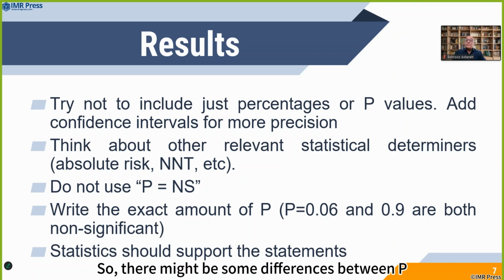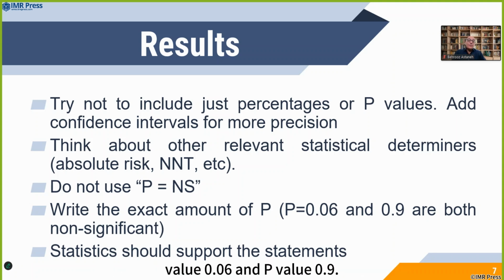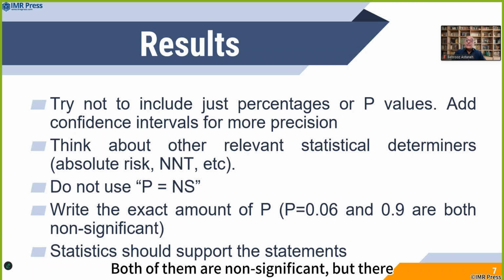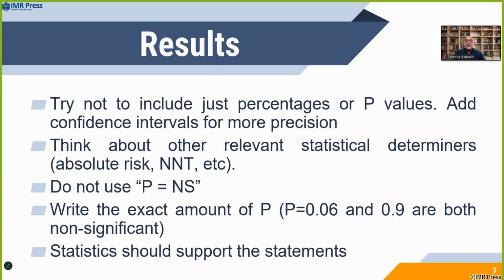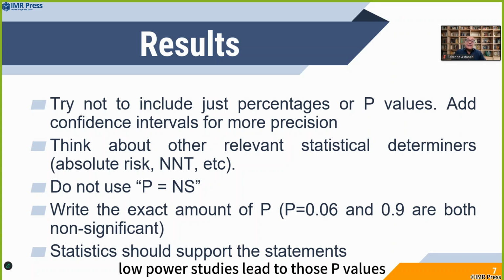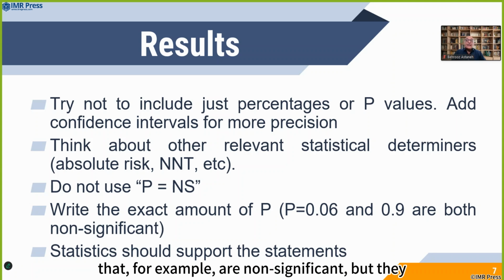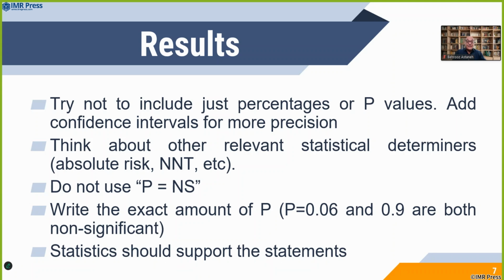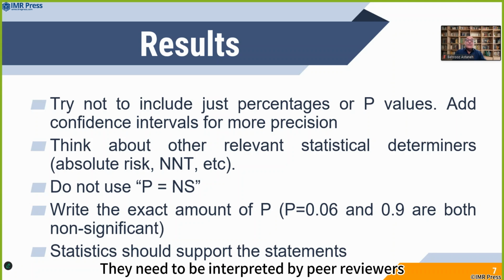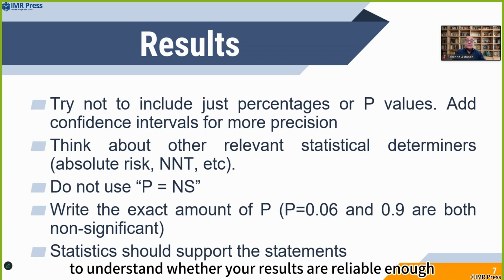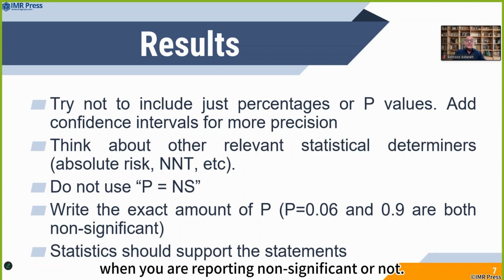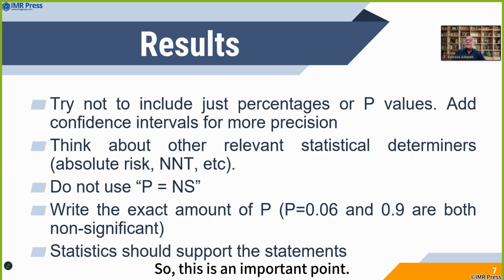So there might be some differences between p-value 0.06 and p-value 0.9. Both of them are non-significant, but there might be differences between these two. It is possible that lack of power or low power studies lead to p-values that, for example, are non-significant, but they need to be interpreted by the readers. They need to be interpreted by peer reviewers to understand whether your results are reliable enough when you are reporting non-significant or not. So this is an important point.